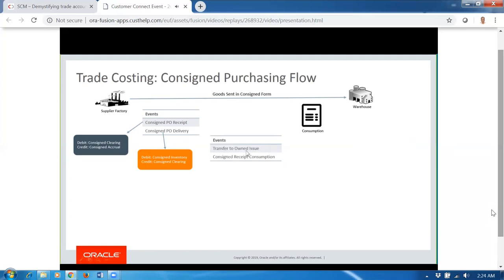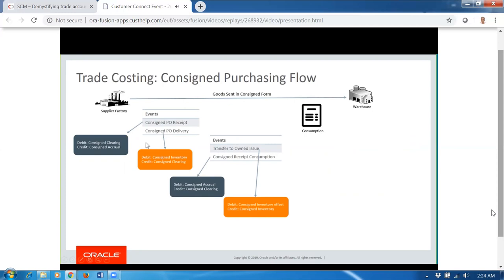So on the transfer to own issue, what we do is take out the consigned inventory, because the item is no more consigned inventory and it has moved to actual inventory. So we take out the consigned inventory, and similarly, since the consumption has now been recorded, there's no consigned accrual. So this would supplement your events in the inventory.